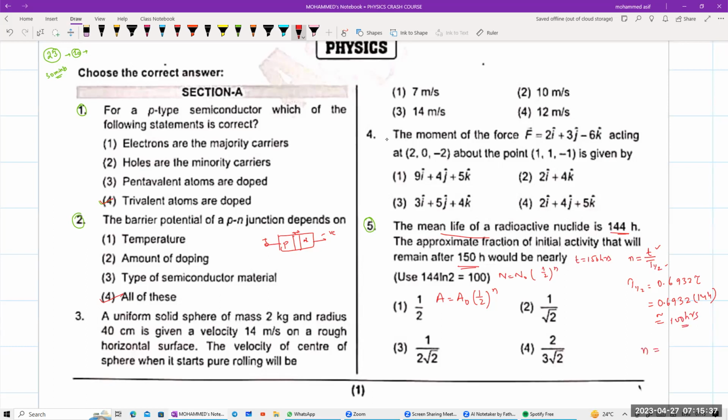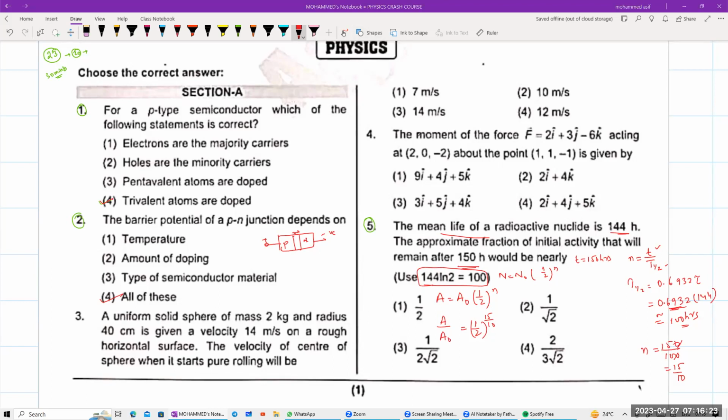So the value of n is n equal to 150 divided by 100, which will be equal to 15 divided by 10. So A by A naught will be equal to how much? The approximate fraction A divided by A naught is equal to 1 by 2 to the power of n, and n is 15 divided by 10. Look, 0.693 is nothing but ln 2, isn't it, beta? The value given here is 100, so I have directly taken 100. 144 into ln 2. What is the value of ln 2? It is 0.693 only, isn't it? That is the reason I have taken 100 hours here.